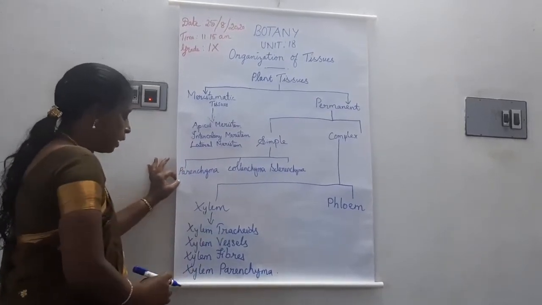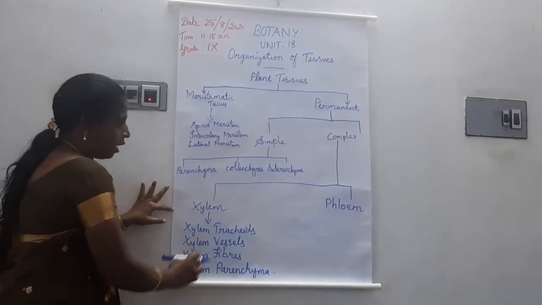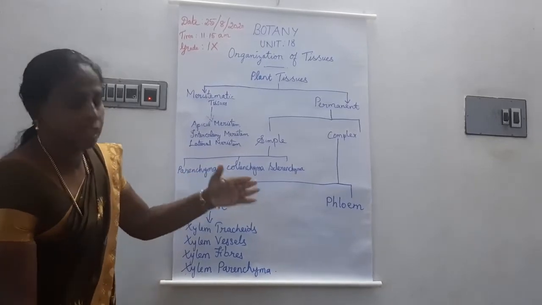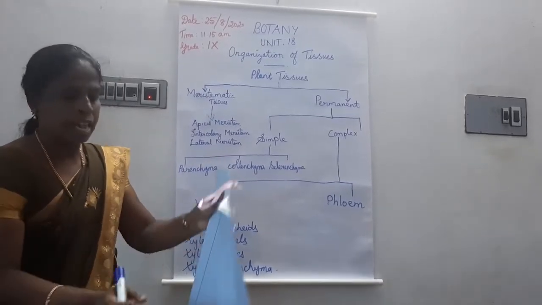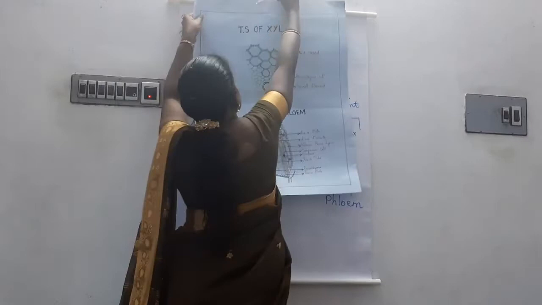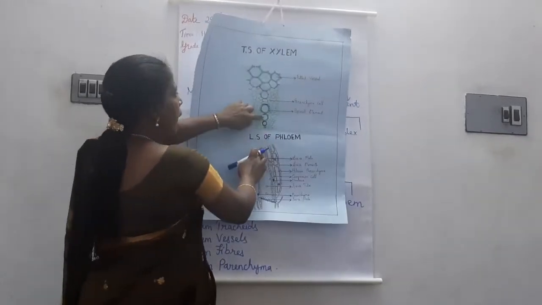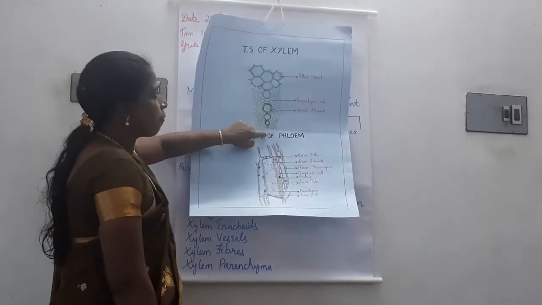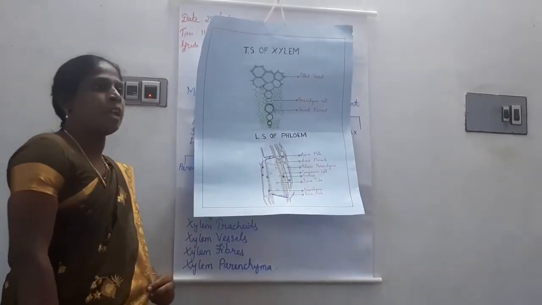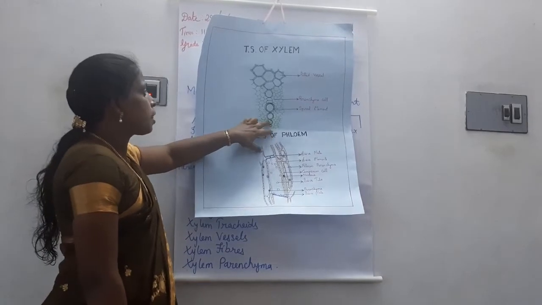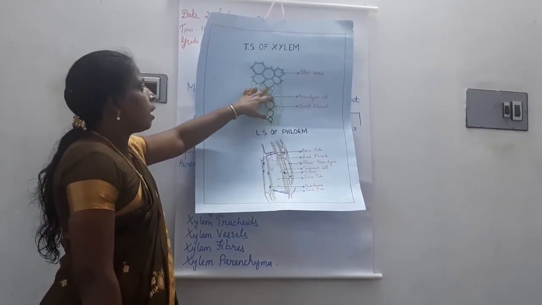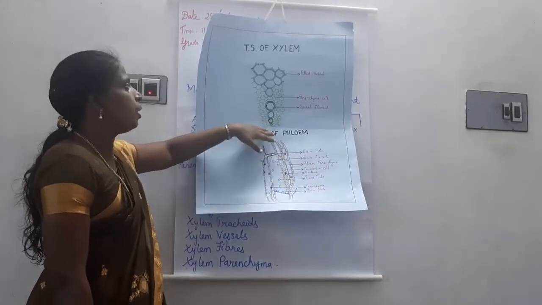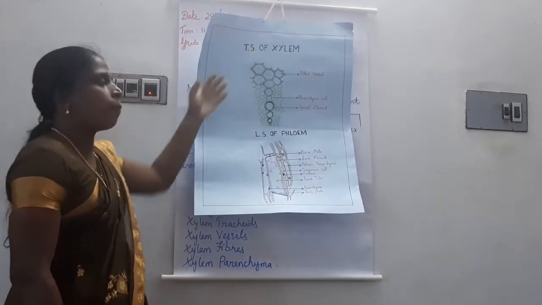These are xylem tracheids. Next one is the xylem vessel. See, these are long cylindrical structures, arranged one above the other and forming a pipeline-like structure from the root to the aerial parts of the plant body. Through this xylem vessel, the water and dissolved minerals can be transported from the root to the aerial parts of the plant body.